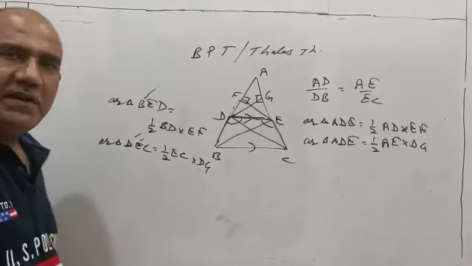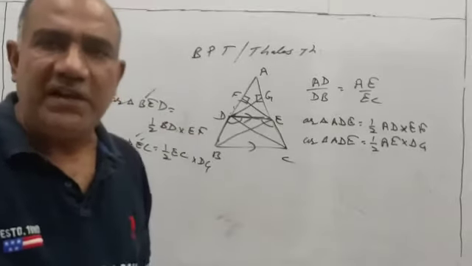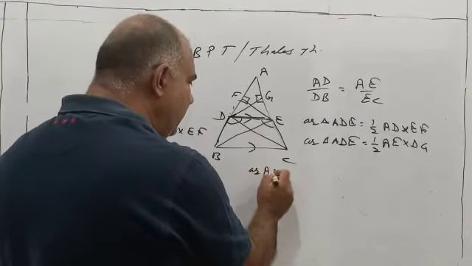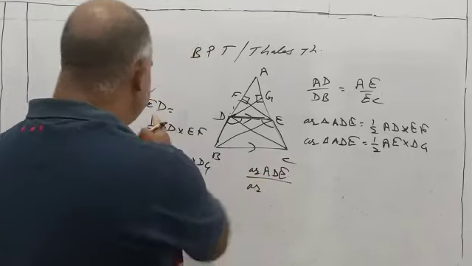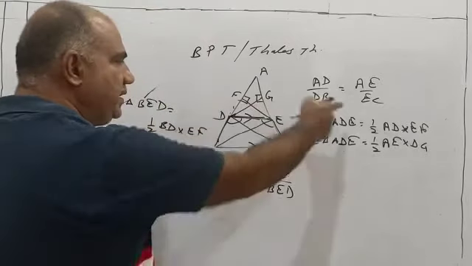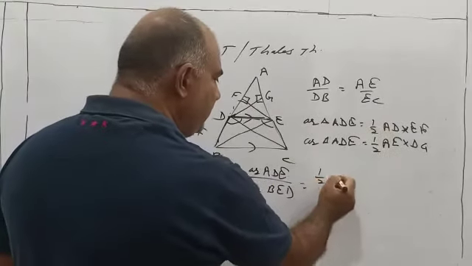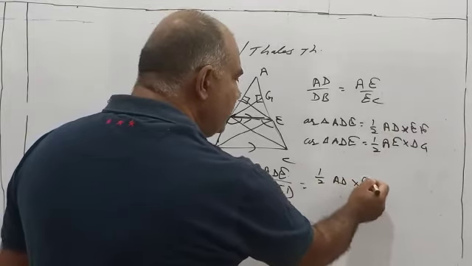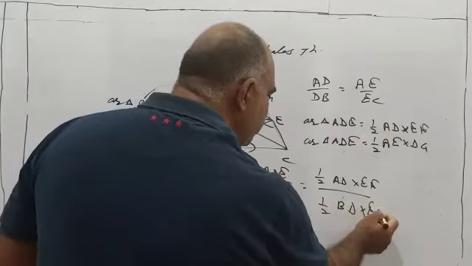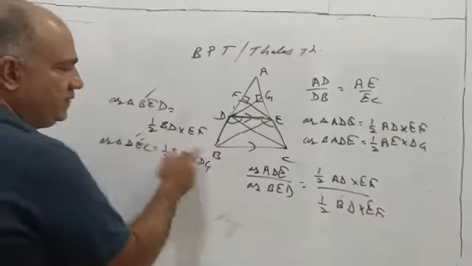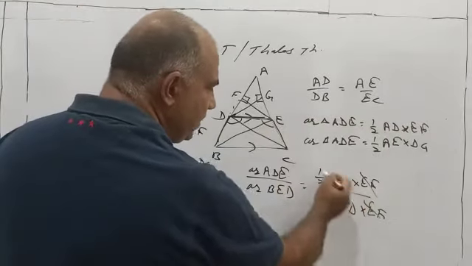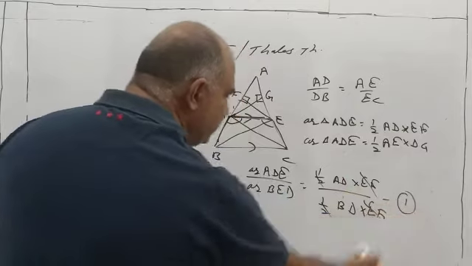I don't have enough space to write this, and there is no need for me to write this. I will simply write here now, if I want to find out area of triangle ADE divided by area of triangle BED, it will become half into AD into EF divided by half into BD into EF. These two get cancelled, leaving AD upon BD. Let us say this is equation 1.